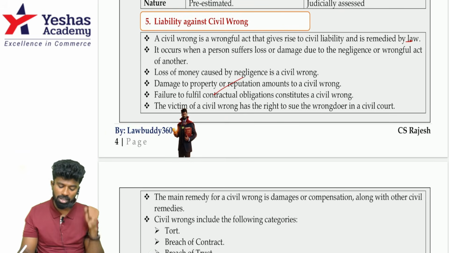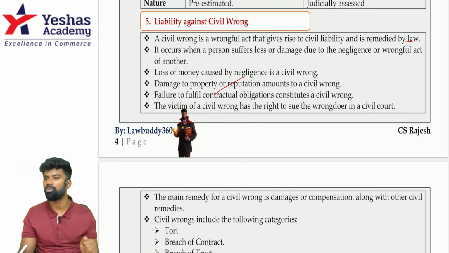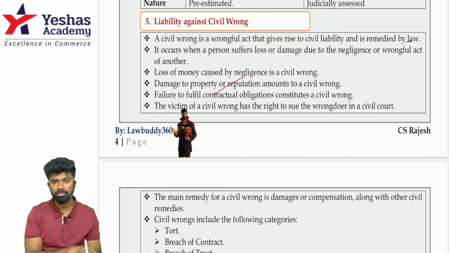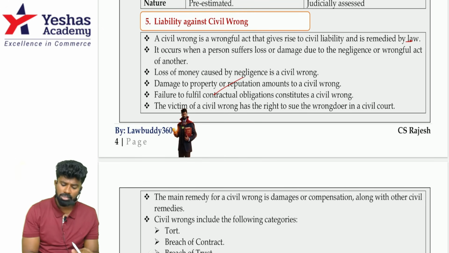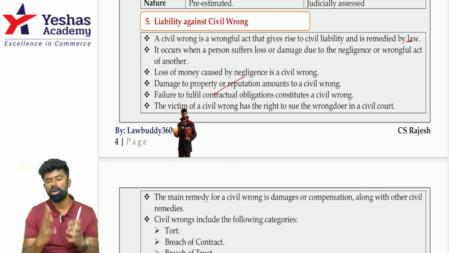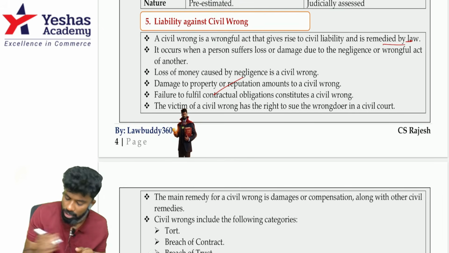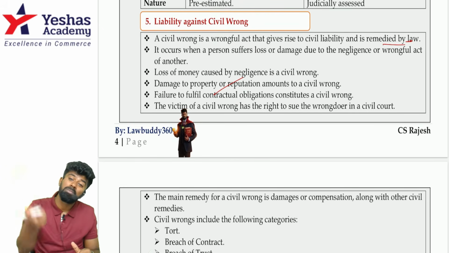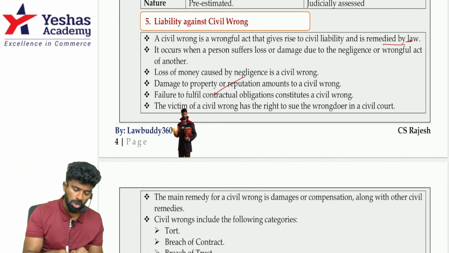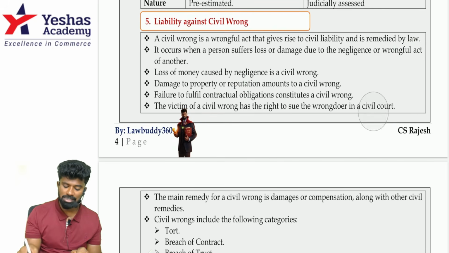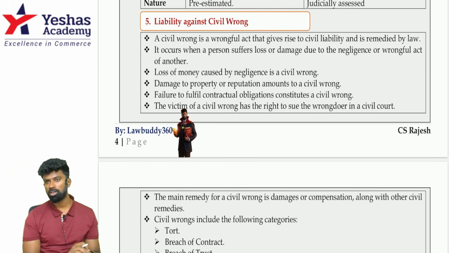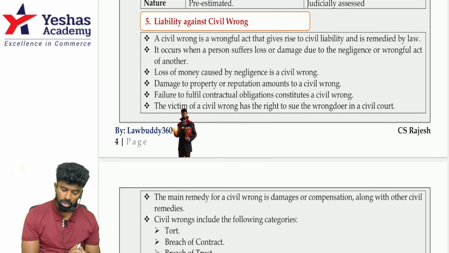Civil wrong. Victims of a civil wrong have a right to sue the wrongdoer in which court? Civil court. First of all, tell me, what is a civil wrong? The wrongful act or omission due to negligence or wrongful act of another. That gives what remedy? Civil remedy. And that creates what liability on the other person? Civil liability. Loss of money caused by negligence is a civil wrong. Loss to property is a civil wrong. Failure to fulfill a contractual obligation is a civil wrong.